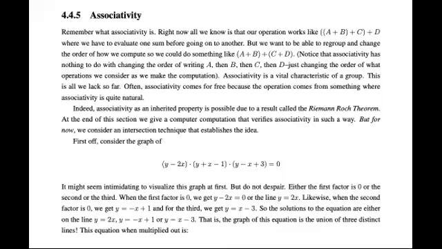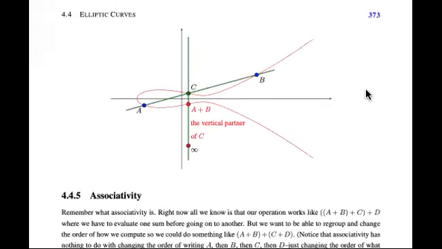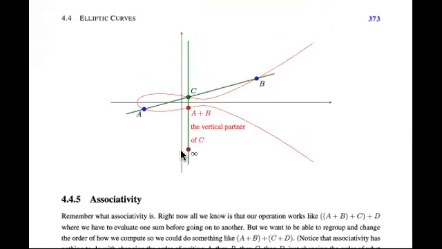This is subsection 4.4.5. Okay, so we're going to be talking about associativity with this operation that we've been talking about, where we have an anchor at infinity, and we say a plus b is going to be, well, we look at the third intersection point, we go to a vertical partner, and that's it, a plus b. So is this operation associative?